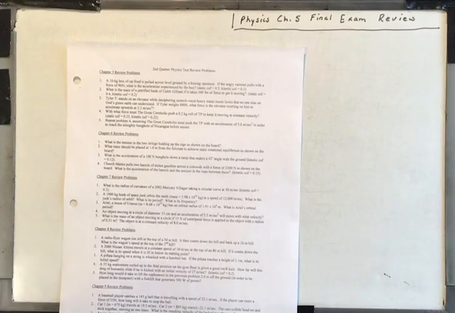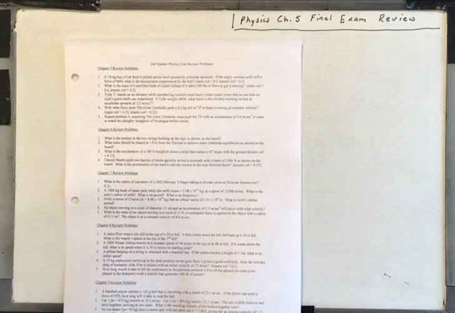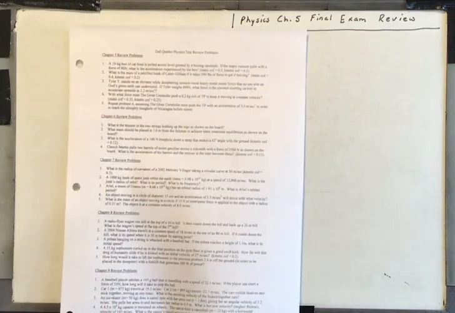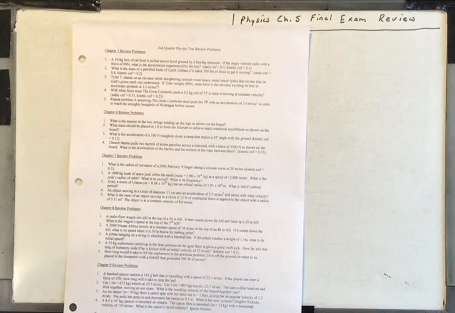All right, this is the Physics Chapter 5 final exam review. We'll be doing one of these each day in preparation for the final exam. Your file that you need to print off looks like this. It covers review questions from chapters 5 through 9. It's in the Files section of Microsoft Teams.